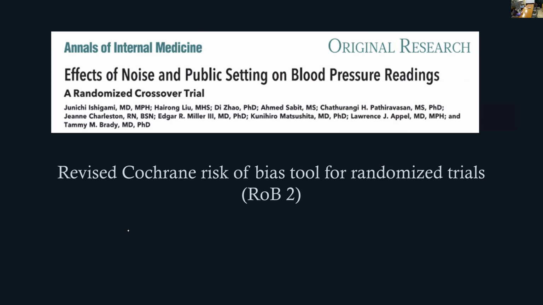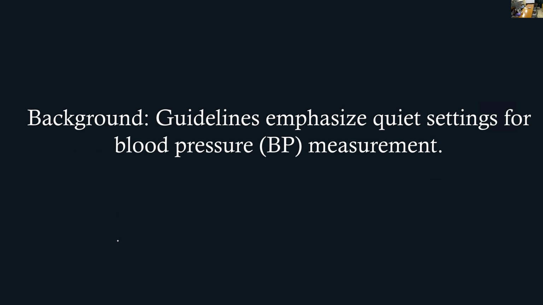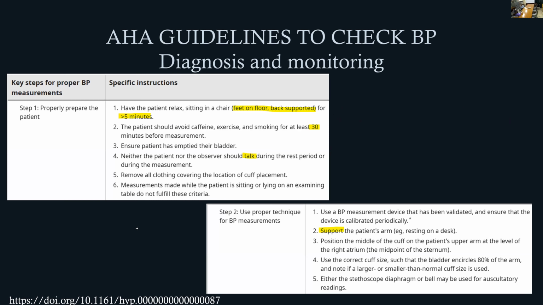I will be appraising this trial, which looks at the effect of noise and public setting on blood pressure reading. For that reason, I will be using the Cochrane risk of bias 2 tool for crossover randomized trials. The background is that guidelines emphasize a quiet setting for blood pressure measurement. A quick review of the guideline.